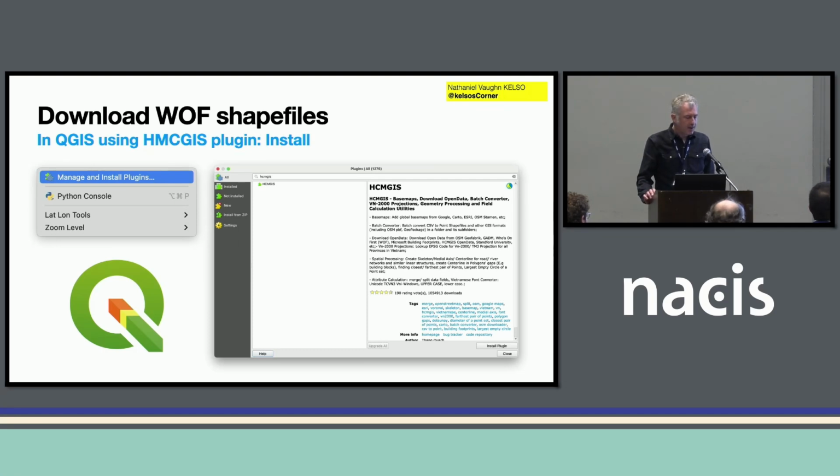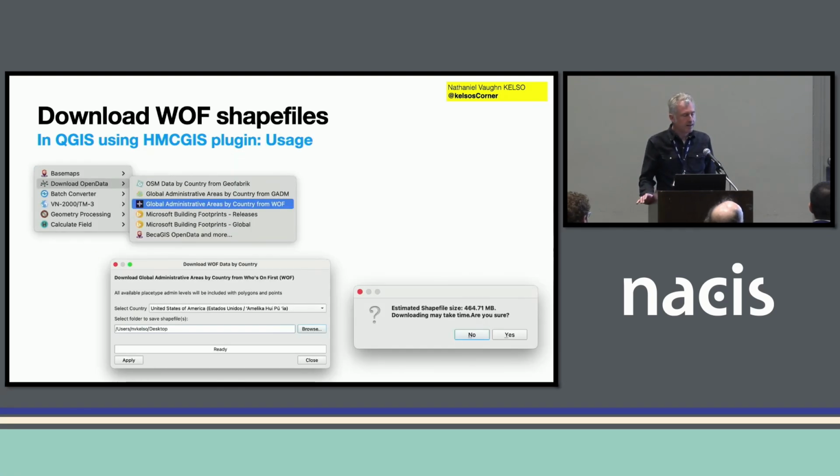In QGIS, you can manage plugins. You can search for this plugin by name, HCM GIS. It's a very popular plugin, so we just added some functionality to download Who's on First data by country. You can install that plugin. A new menu becomes available. You can download open data from Who's on First. You can choose a country, in this case, the United States. Some countries have a lot of data. US is about half a gig. A small country like Andorra will be more like 1 or 2 megabytes.